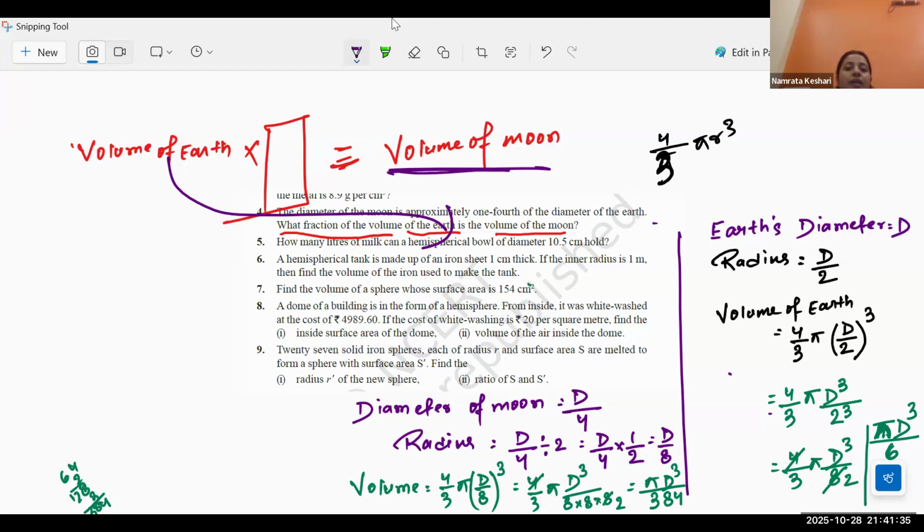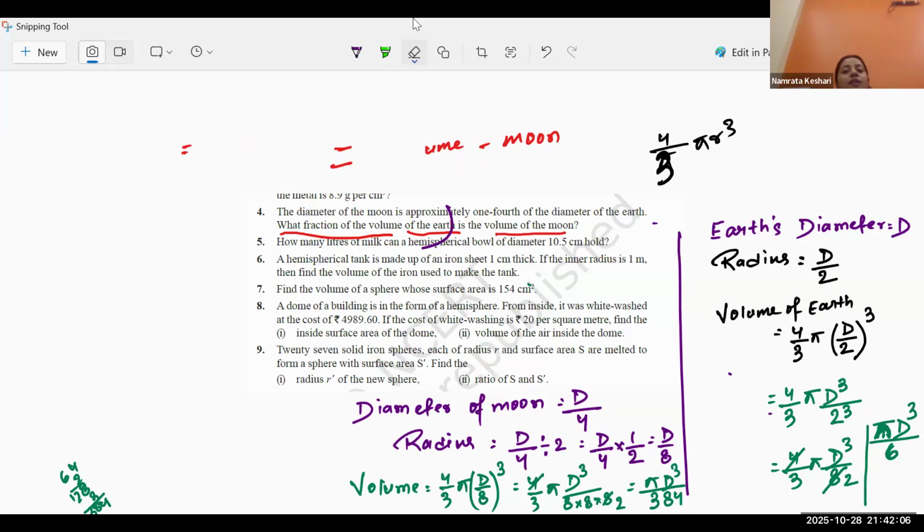Yes, Rayan, are you understanding that you can find volume of earth by volume of moon, or you can find volume of moon by volume of earth? Making sense? Okay, but the question says that volume of earth multiplied with what fraction is equal to the volume of moon. So in this format we need to write the answer, and for that reason we are going to find the ratio between moon by earth, not earth by moon.